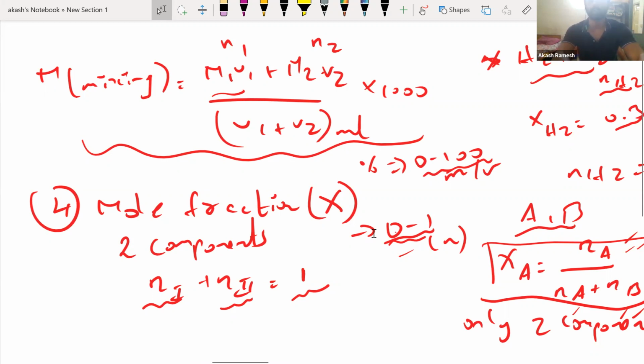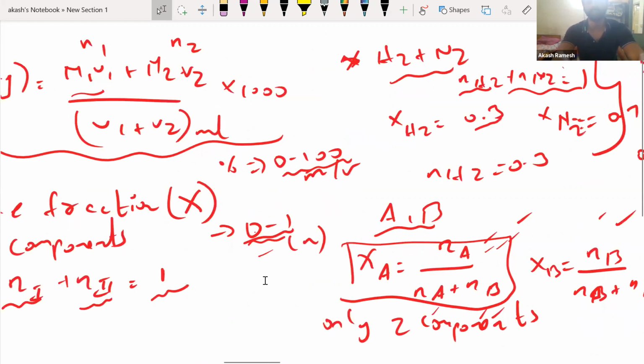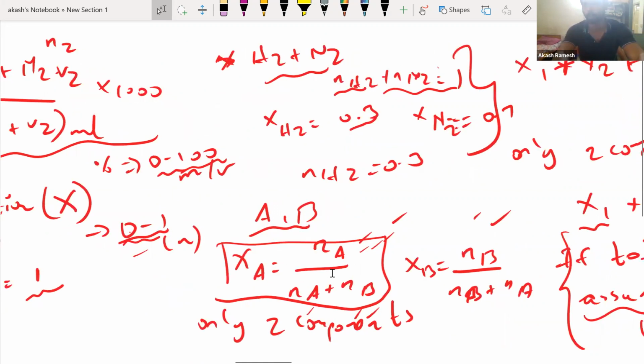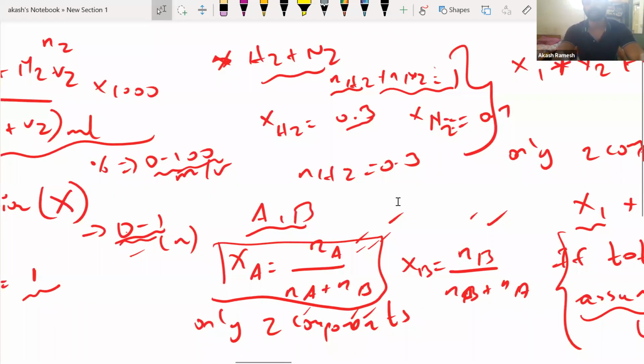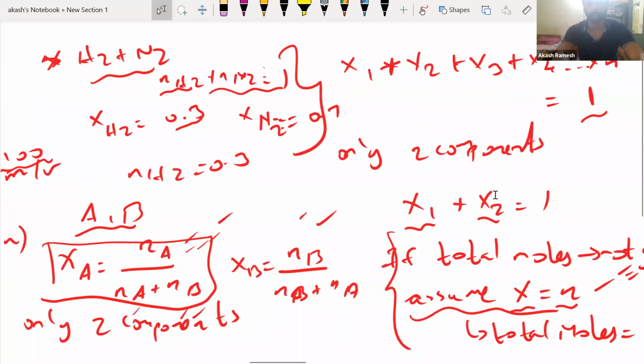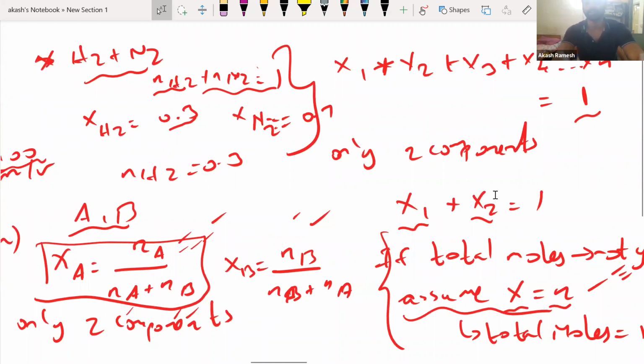Then I gave you the formula. To find XA, it will be NA divided by (NA plus NB). This holds only if I have 2 components. If I have 3 components, XA would be NA divided by (NA plus NB plus NC). Depending on the number of components, the denominator will change. And if there are only 2 components, you can easily find one mole fraction from the other: 1 minus x1 will give you x2. This happens again only if you have 2 components.